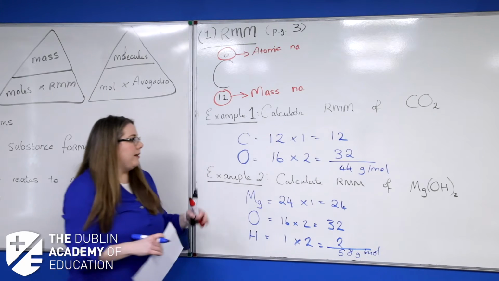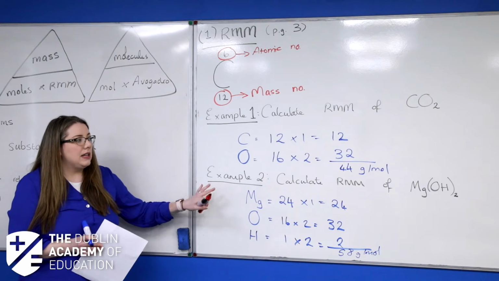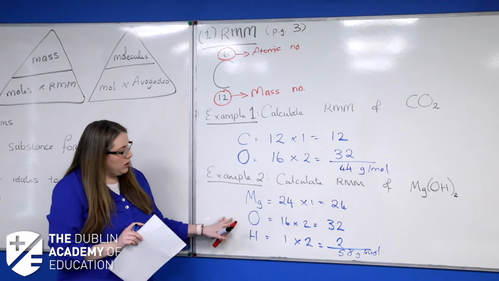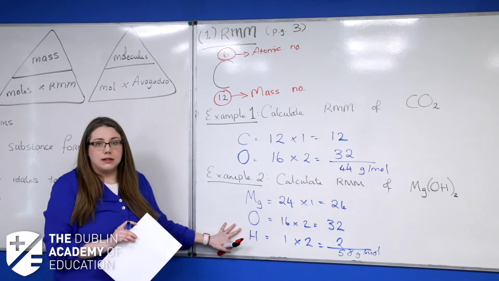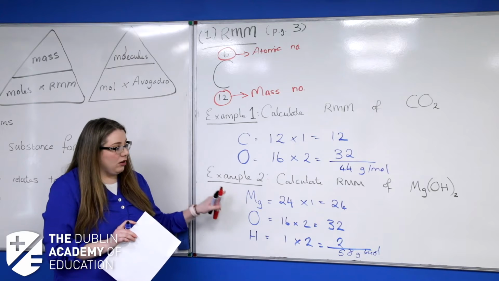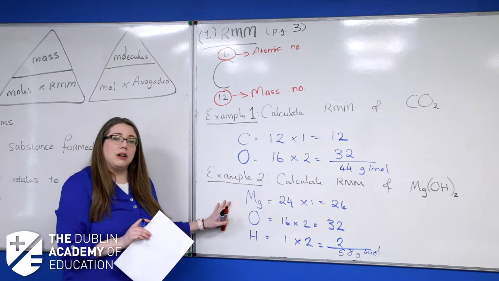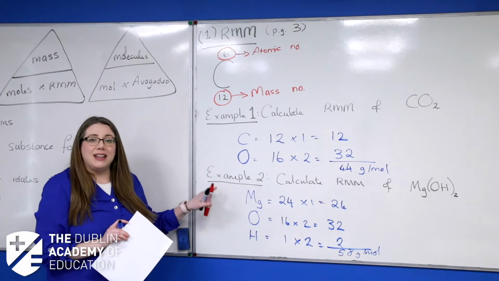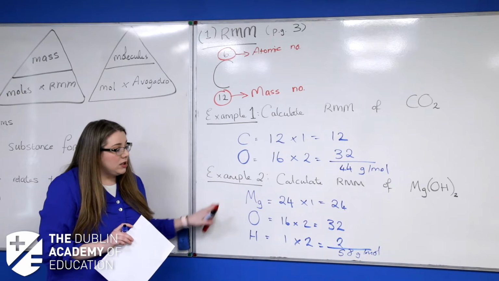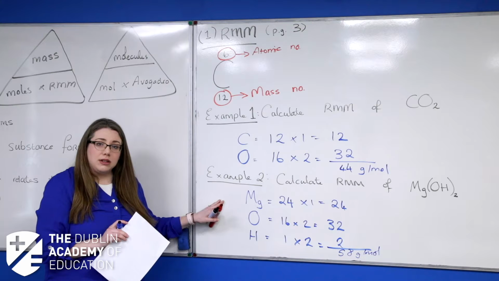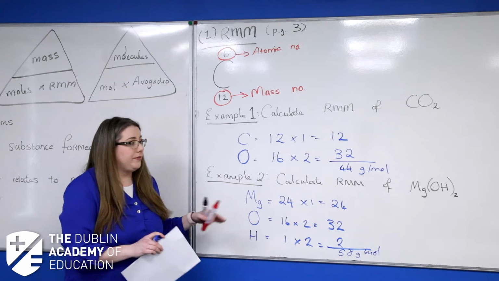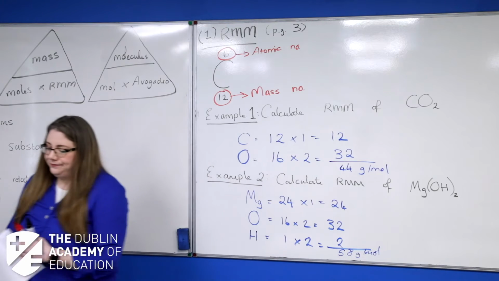Now, in your exam, actually calculating this doesn't get you any marks yet. You use the RMM to get moles. If this isn't correct and you haven't shown the examiner how you got to the relative molecular mass, you're going to lose marks in moles. So please show this. It's only an extra little step. It'll only take you an extra 10 seconds, but it's well worth it. Next one.